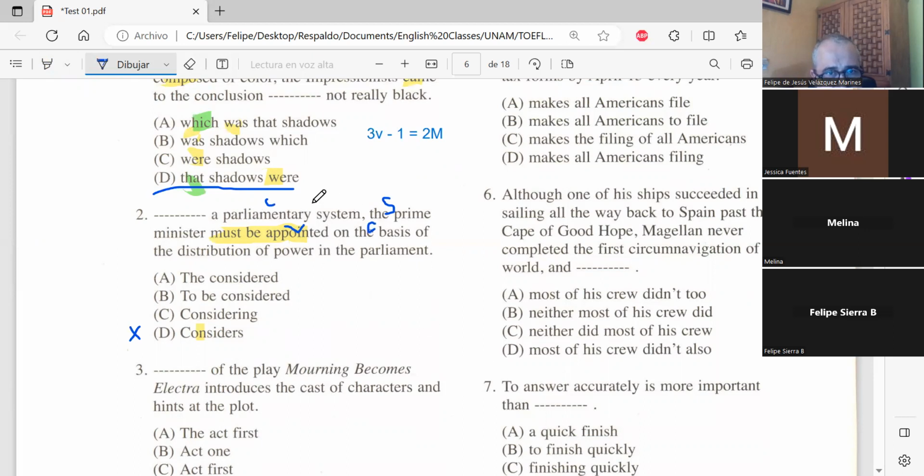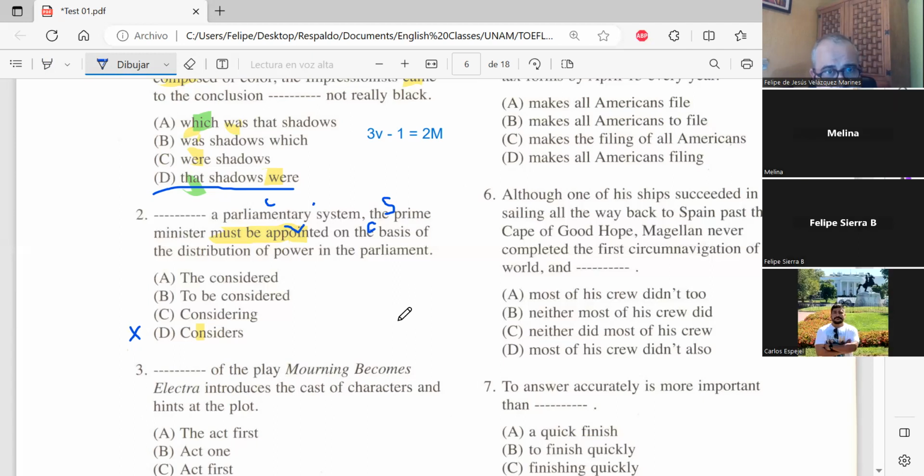So the comma tells me that there is an inversion. So we have the prime minister must be appointed on the basis of the distribution of power in the parliament. So my question is why? To be considered a parliamentary system. One of the functions of infinitives is to answer the question why. So infinitives are used to express purpose.